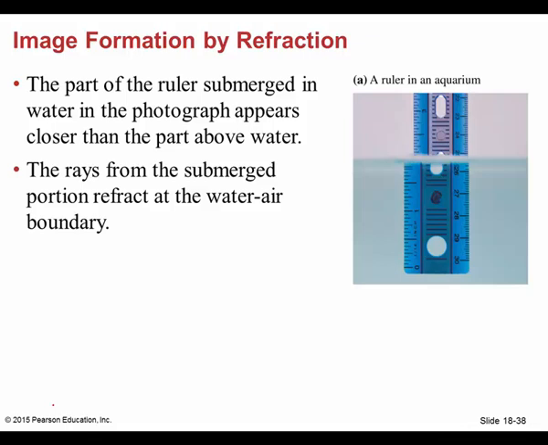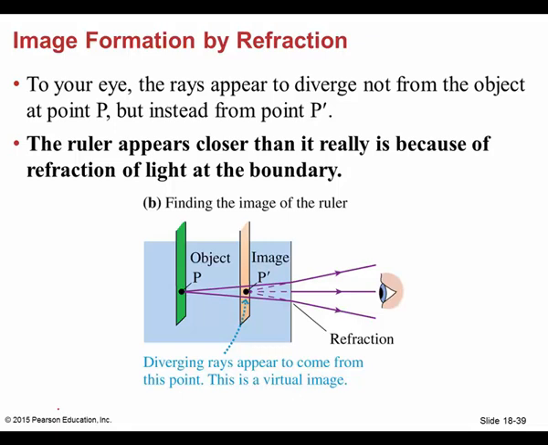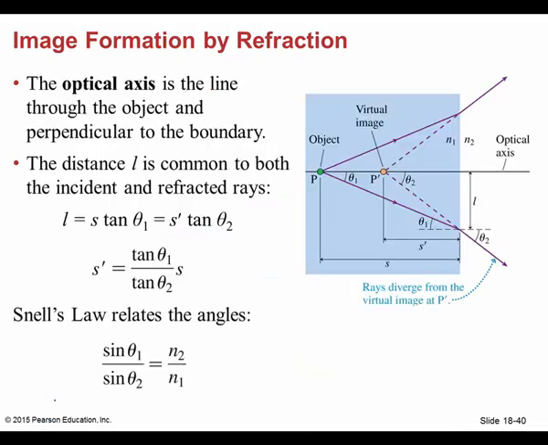Again, we've talked about image formation by refraction, which of course is the bending of the light waves. Like we see the ruler there, and you've probably done it with a pencil or your finger or whatever. All right, so what does this mean? It basically says that the ruler appears to be closer to the person's eye than it actually is, okay? And again, why is this? Because of refraction at the boundary.